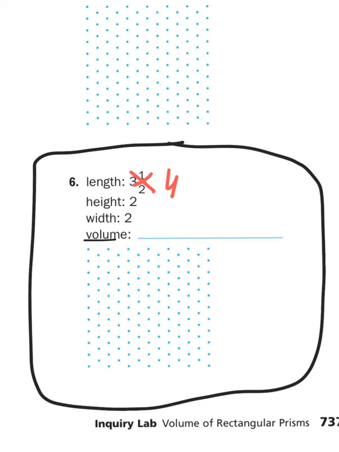All right, so if I want to start, I'm going to do it with the 4. I'm not going to do it with the 3.5 because those halves are going to be a pain. I'm going to start by multiplying the dimensions. So 4 times 2 is 8, 8 times 2 is 16. I know my area is going to be 16 cubic units.